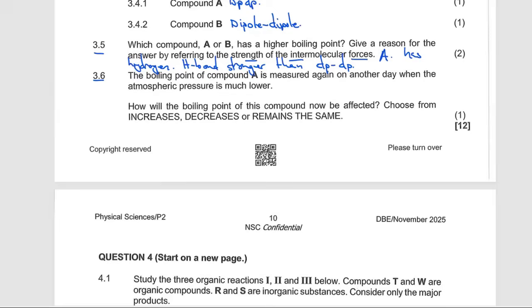Then moving on to 3.6, it says the boiling point of compound A is measured again on another day when the atmospheric pressure is much lower. Then how will the boiling point of this compound be affected? Choose increase, decrease, remains the same. So in terms of this, we're looking at another day where the atmospheric pressure is much lower. So remember, the lower the pressure, it means the higher the boiling point. So there I'm going to go for increases then.